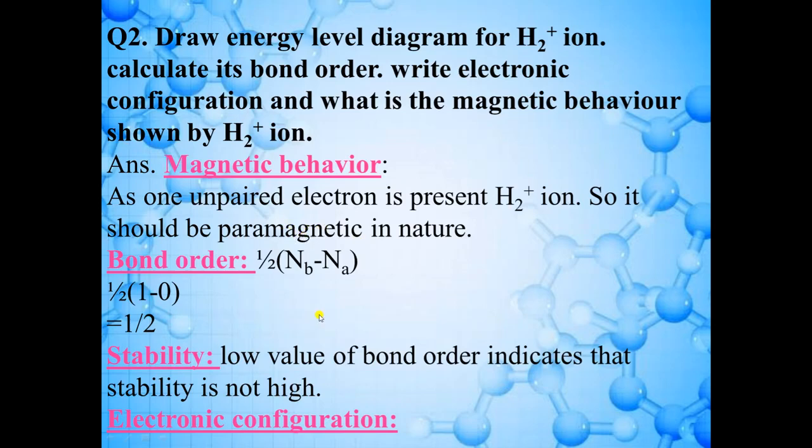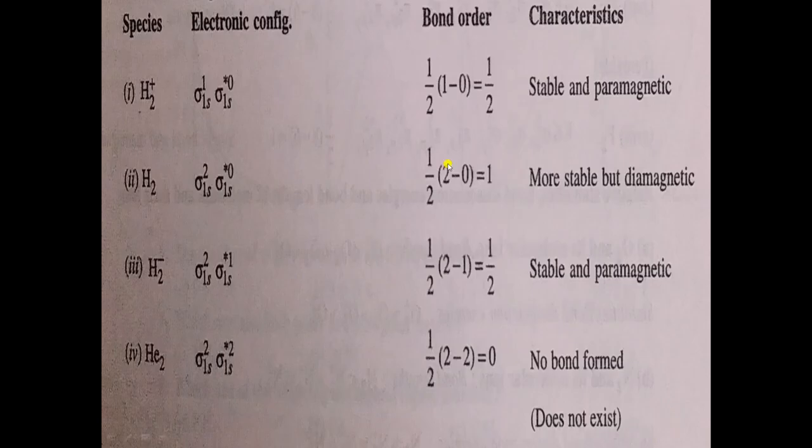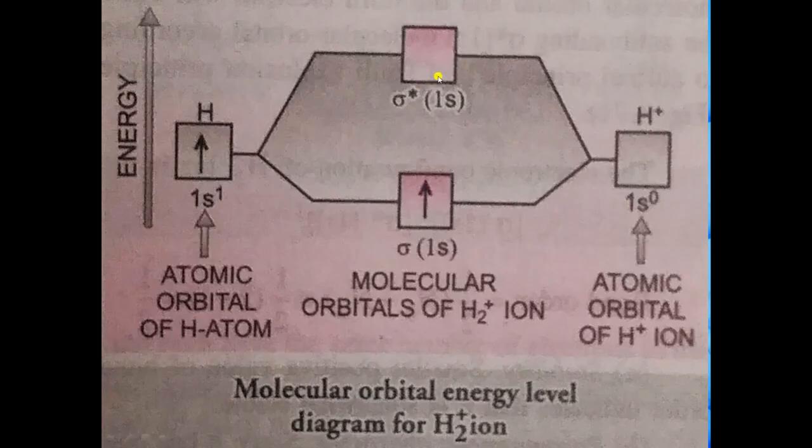Okay. Now we will write the electronic configuration. How will you write it? Sigma 1s1, because only one electron is present in the molecular orbital. After that sigma star 1s, because in this anti-bonding molecular orbital no electron is present. We have to write the electronic configuration in increasing order of energy, and when we go in the upward direction, energy is increasing. So this bonding molecular orbital has less energy and this one has more energy.